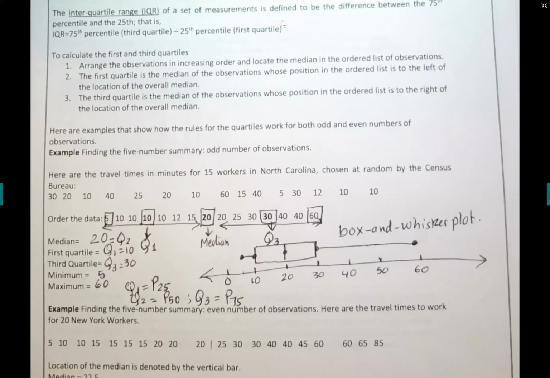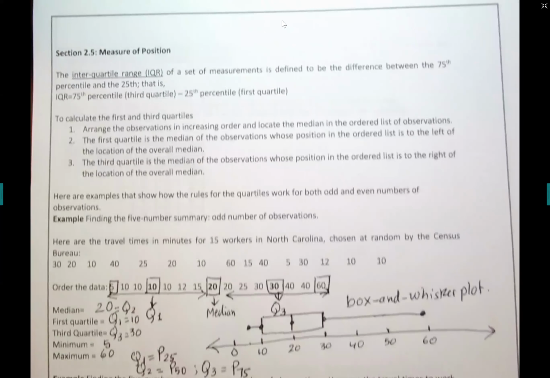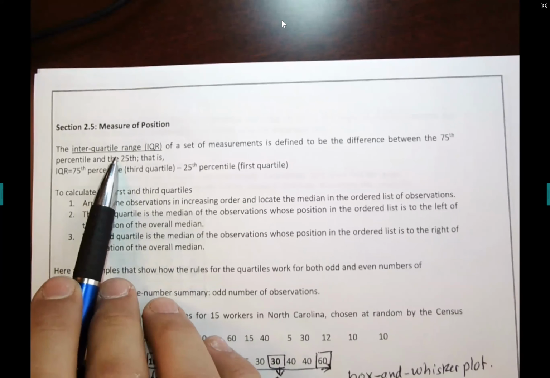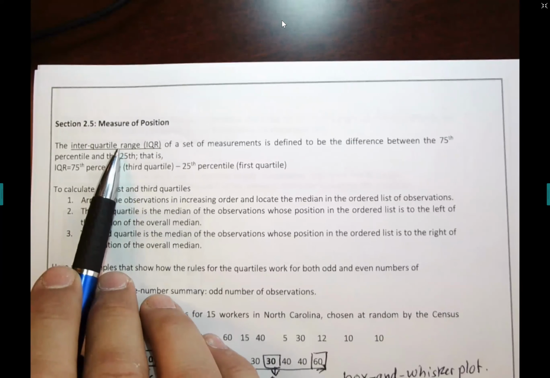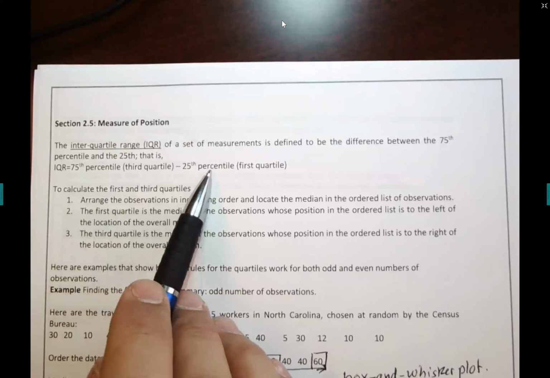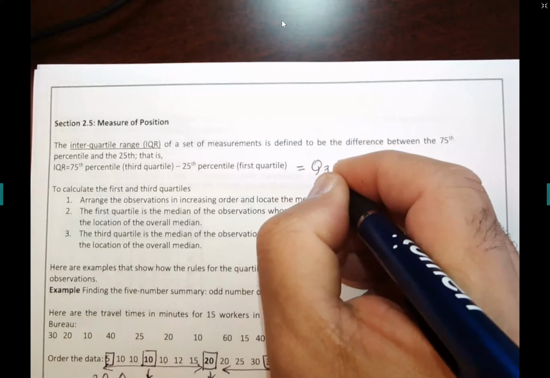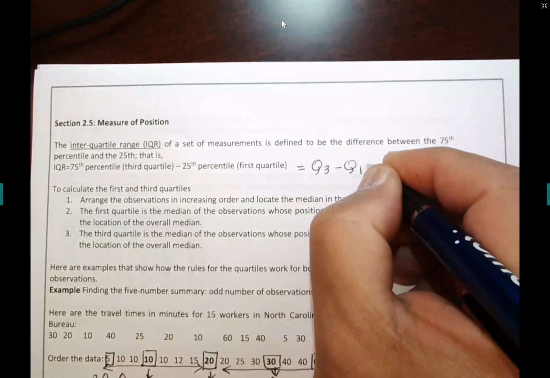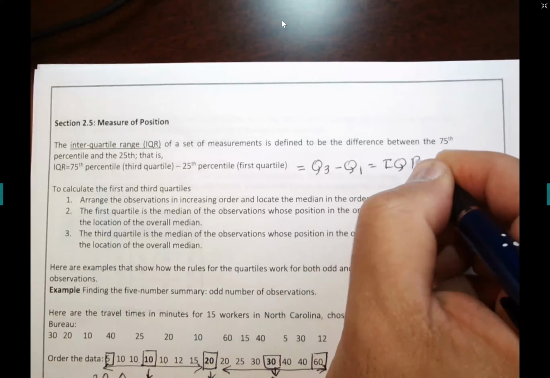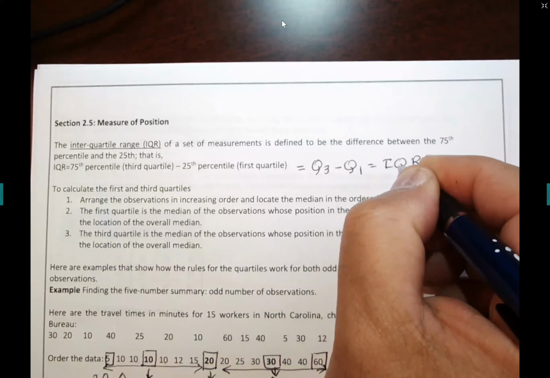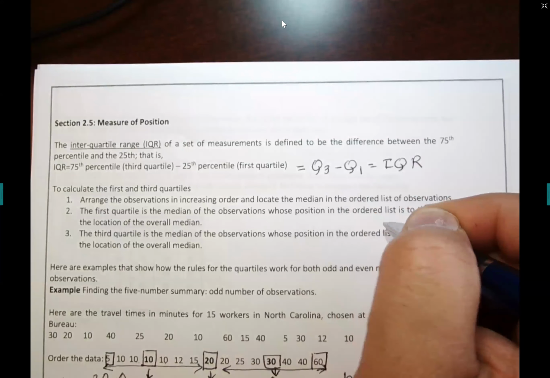We're more interested in the special names of quartile 1, quartile 2, and quartile 3, rather than working with percentiles. One more definition I'd like you to know is what we call the interquartile range. The interquartile range is the difference between the third quartile and the first quartile. So it's Q3 minus Q1. They call it IQR in the book. I stands for inter, Q for quartile, and R is range.